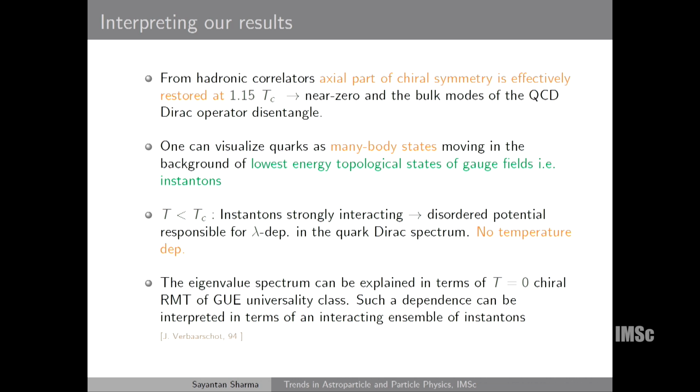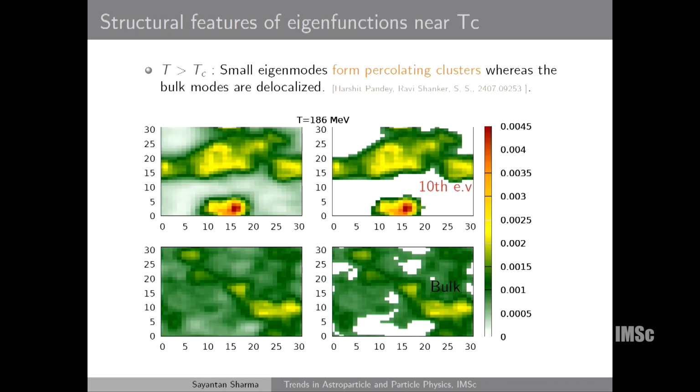And then, of course, this allows us to use random matrix theory to understand the universality class and make some predictions. This is happening because the potential is disordered. It is strongly interacting, but so disordered that all the details of the potentials are lost, and then the gross features of the eigenvalue spectrum can be understood in terms of random matrix theory. Of course, one can do much more.